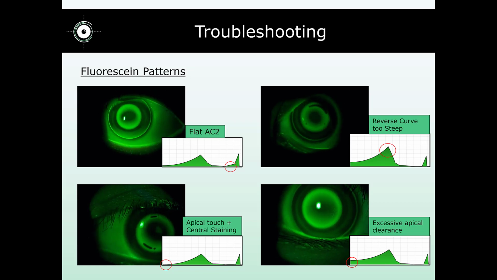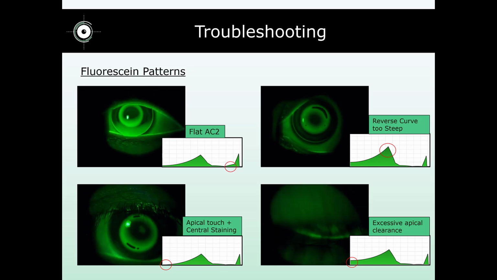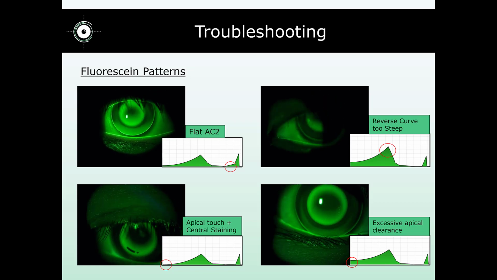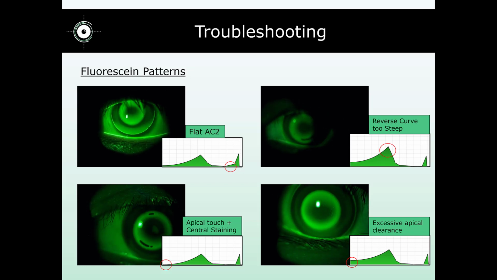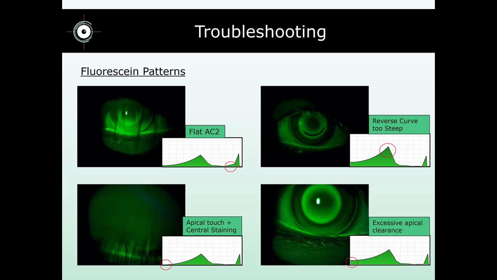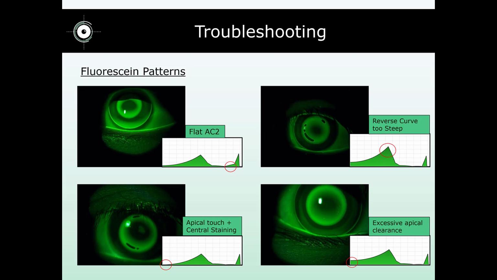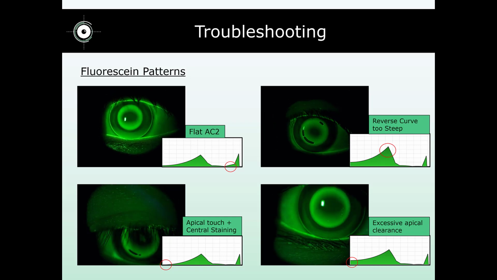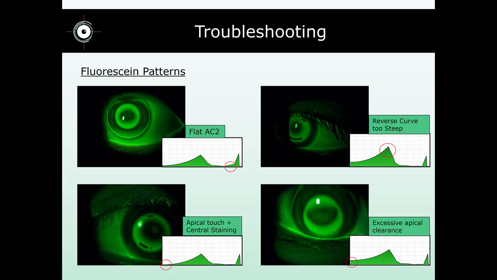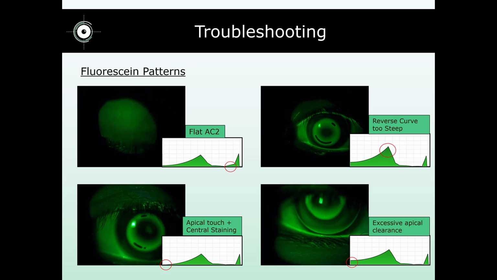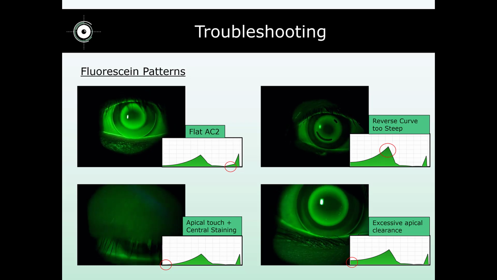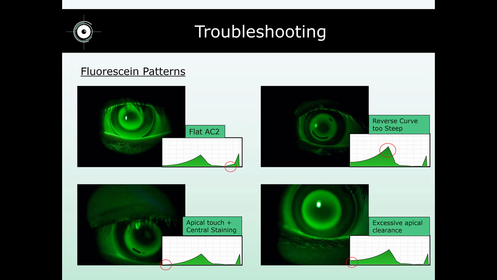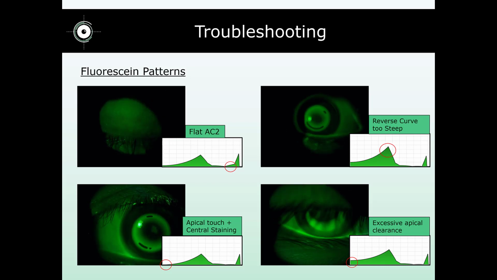Apical touch. When there is central staining, there may be insufficient apical clearance. Correct by steepening the reverse curve or alignment curve by making the values lower. Excessive apical clearance. Significant fluorescein can be seen centrally. Adjust by flattening the reverse curve or alignment curve by making the value larger.